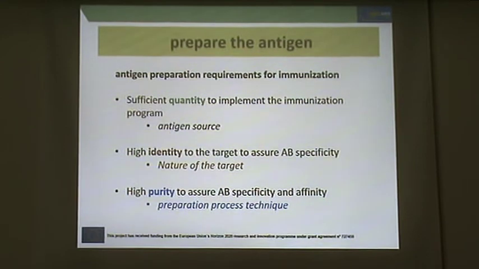We work on how much: the amount, the identity, and the purity. These are three fundamental parameters we need to assess. The quantity has to be sufficient to implement the immunization program, and that depends on the antigen source, if we have infected plants, culture, or recombinant proteins.